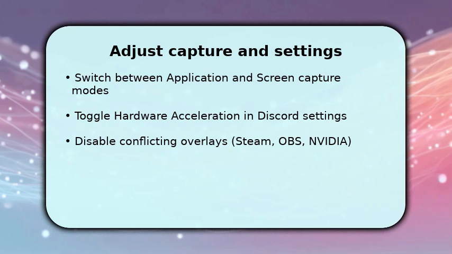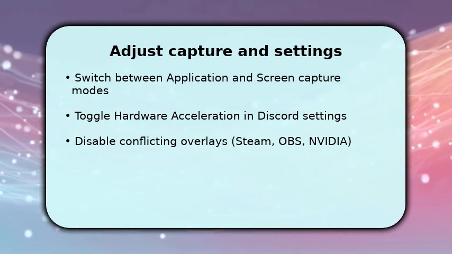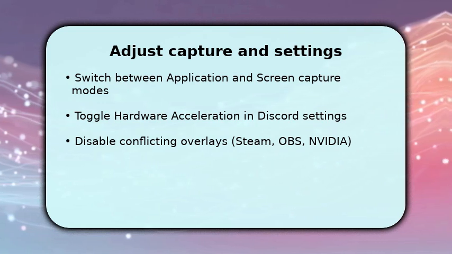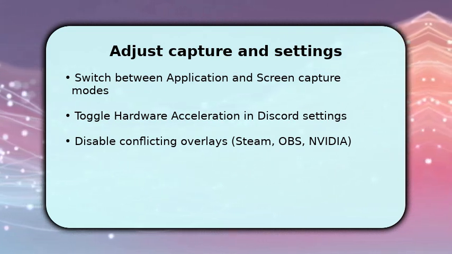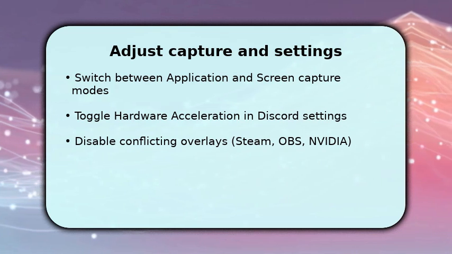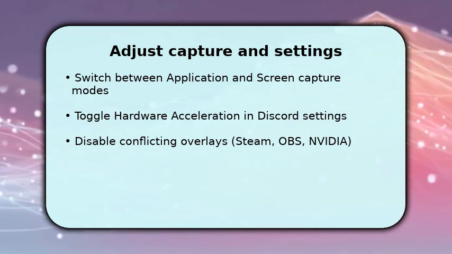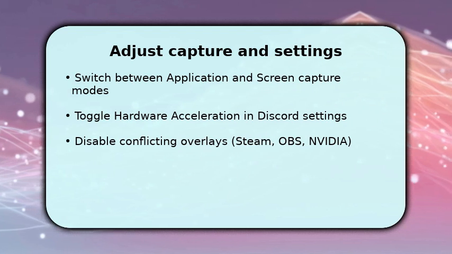Now you'll refine how Discord captures video. If application share shows black, switch to screen share because it uses a different capture method. In user settings, toggle hardware acceleration off and restart Discord. Hardware capture can clash with some GPUs, and turning it off often fixes black screens.